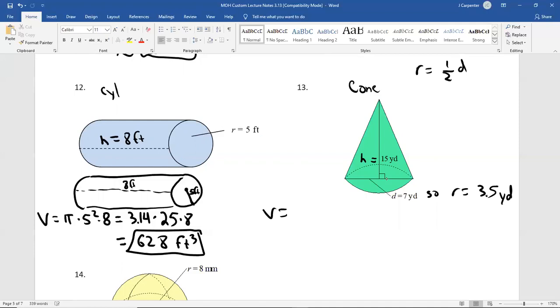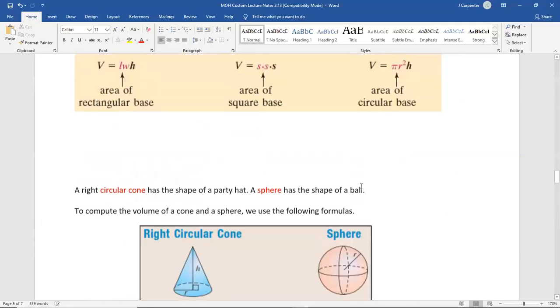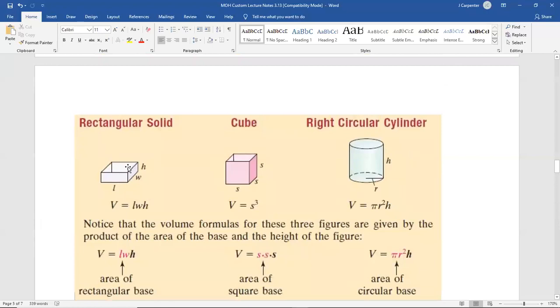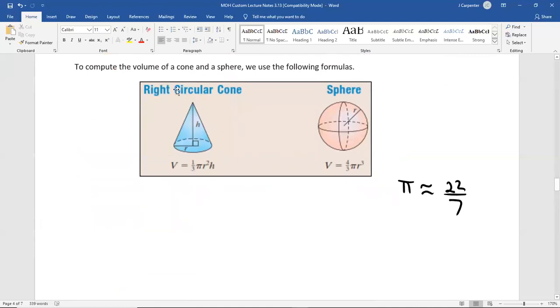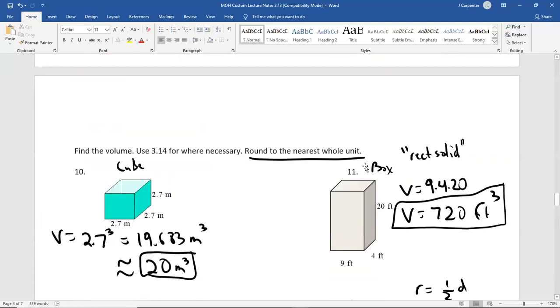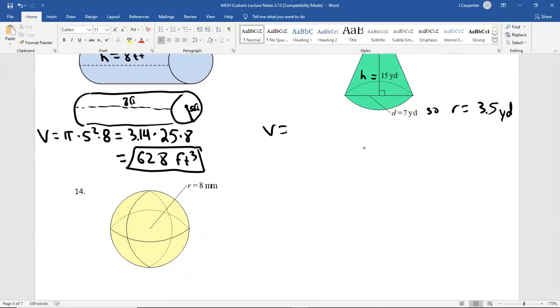So our volume, this is a cone. Look up our formula. Is it a box? No. Is it a cube? No. Is it a right circular cylinder? No. Is it a sphere? No, it's a cone. Volume is 1/3 pi r squared h. So that's 1/3 times pi times the radius squared, so that's times 3.5 squared, times the height, which is 15.